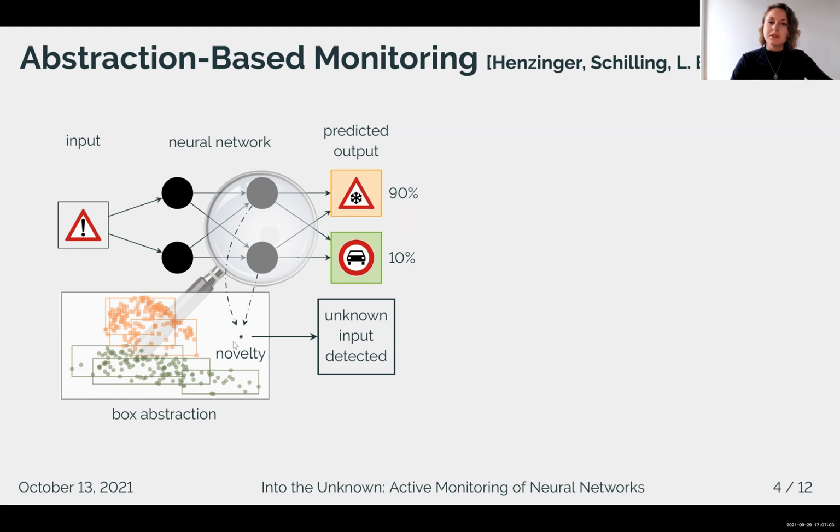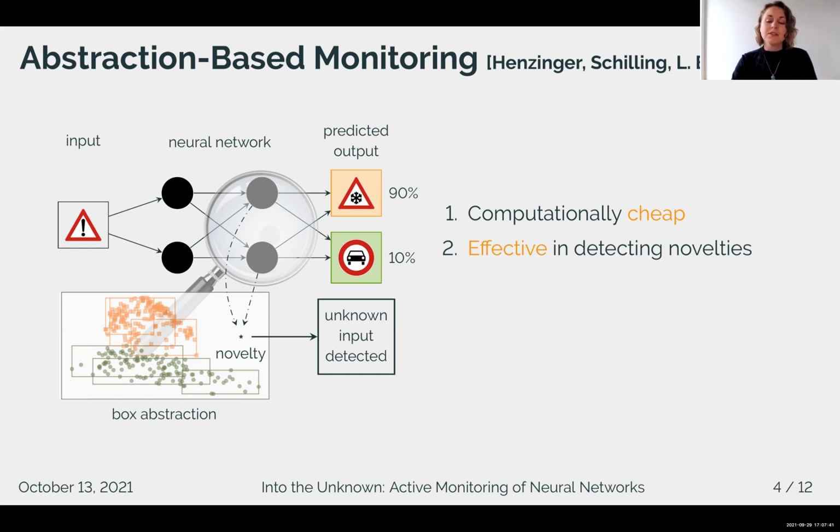So what happens when some novel input of the class that the neural network has never seen before enters the neural network, we can easily see if this input is outside the abstraction that we learned from the training dataset, which means that the neural network has never been trained to identify this input, and maybe we should take care of it. So why boxes? Like I said, it's computationally very cheap. It's very cheap to compute, and it's also very cheap to monitor if something is inside or outside the box.